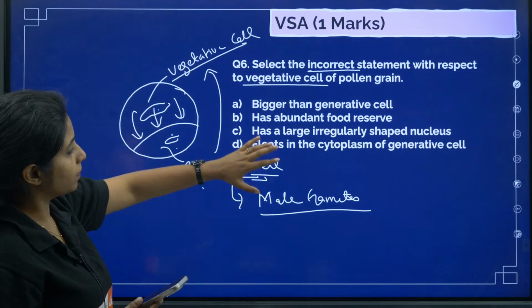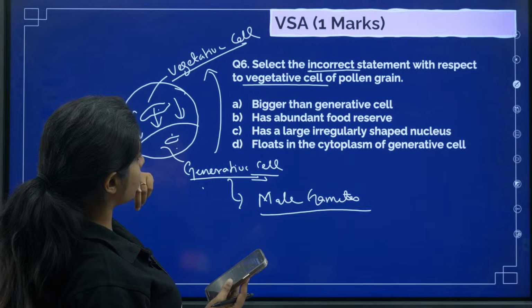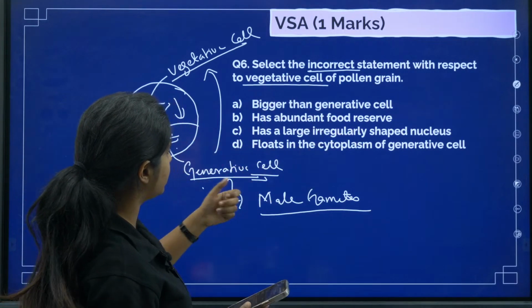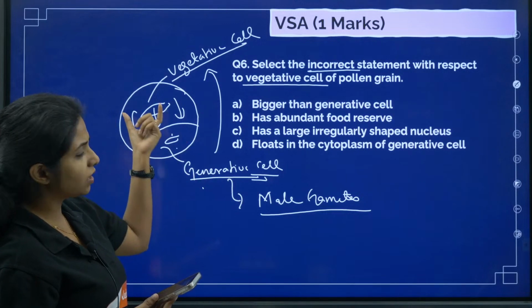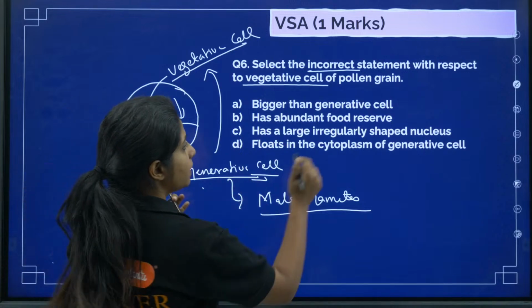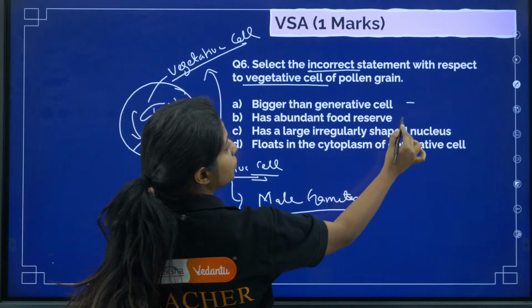Okay, now children, you all said D. Let me check if it's correct or not. Vegetative cell is bigger than the generative cell. Is it bigger than the generative cell? It is correct. You are finding the incorrect one. So this statement is correct. Has abundant food reserve? This is also correct.